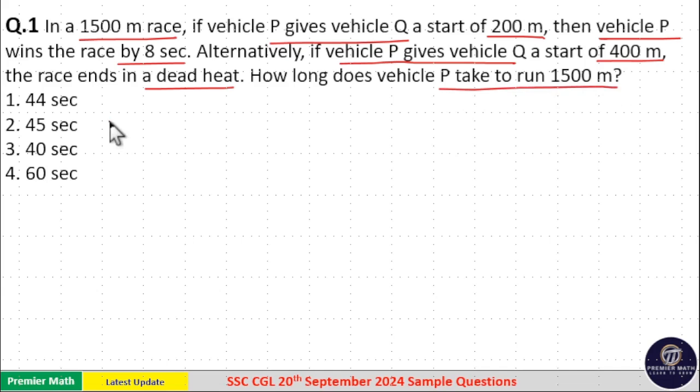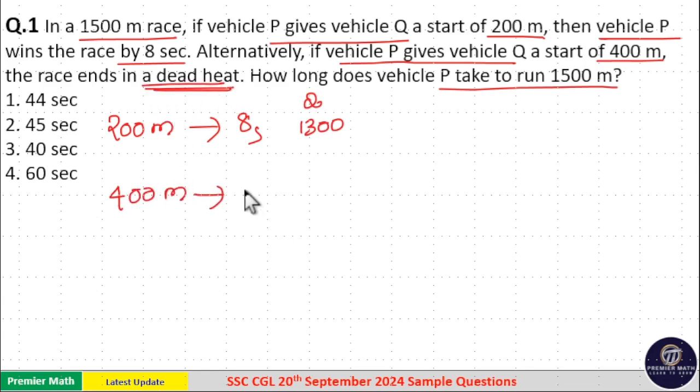When P gives Q a start of 200 meter, P still wins the race by 8 seconds. In this case, Q covers 1300 meter. When P gives Q a head start of 400 meter, P is not winning. That is, the race ends in a dead heat. So P won by 0 seconds means P is not winning here. In this case, Q covers 1100 meter distance. Now, the time taken by P to run 1500 meter is the same as the time taken by Q to run 1100 meter. That's the meaning of dead heat here.